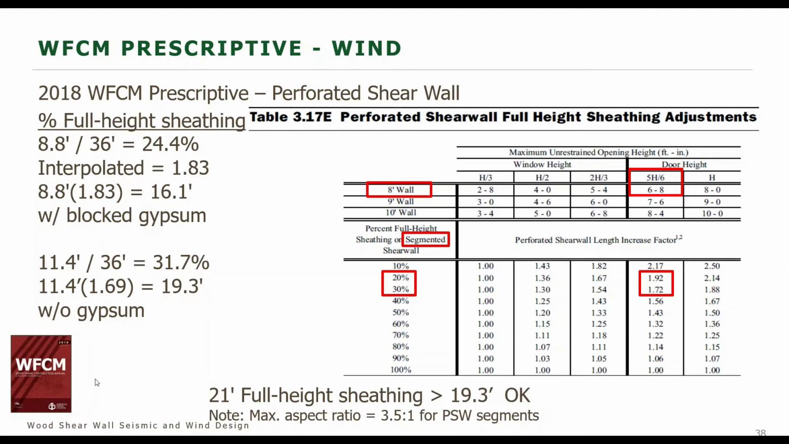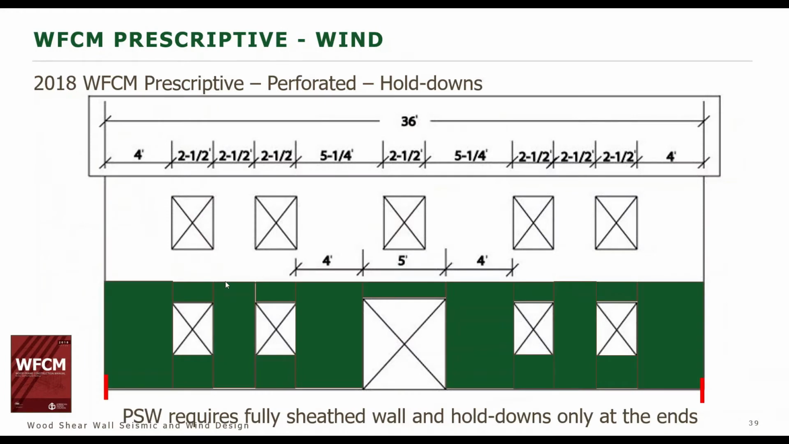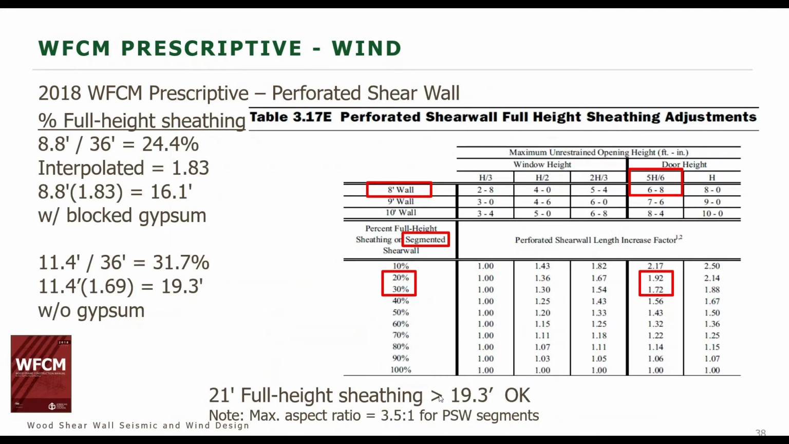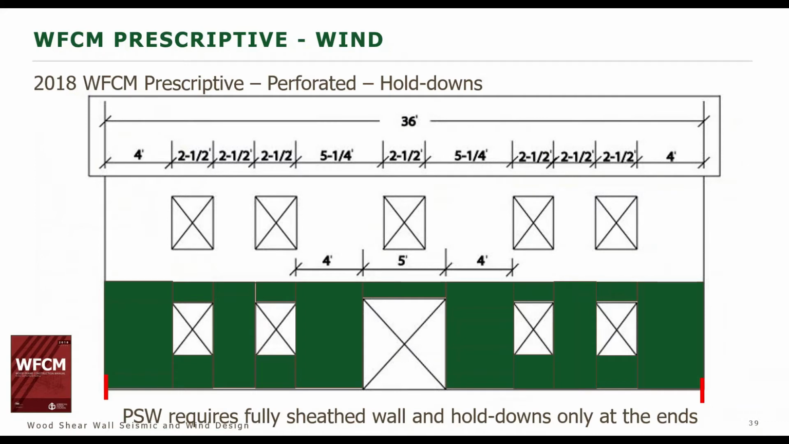If we look at the illustration of the wall, if we go back to when we were looking at it where it had all the full dimensions on it, we see that we're supplying 21 feet of full height sheathing, and all of our segments are within that 3.5 to 1 maximum aspect ratio. So we supplied 21 feet of full height sheathing. That's greater than both 16.1 feet and 19.3 feet. So our perforated shear wall meets the requirements, and we need hold downs only at the ends of the wall.